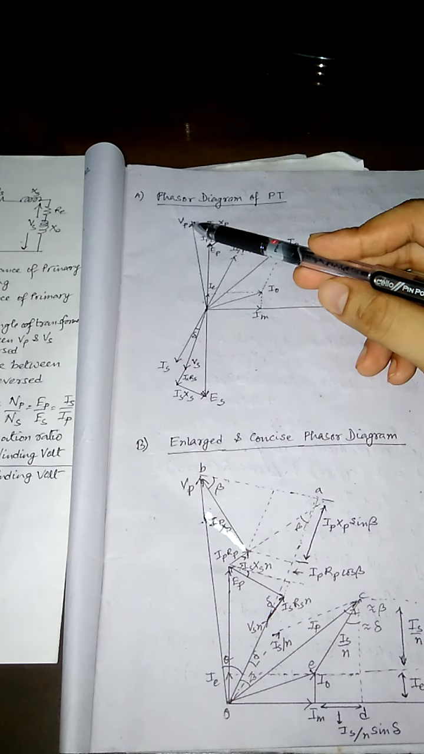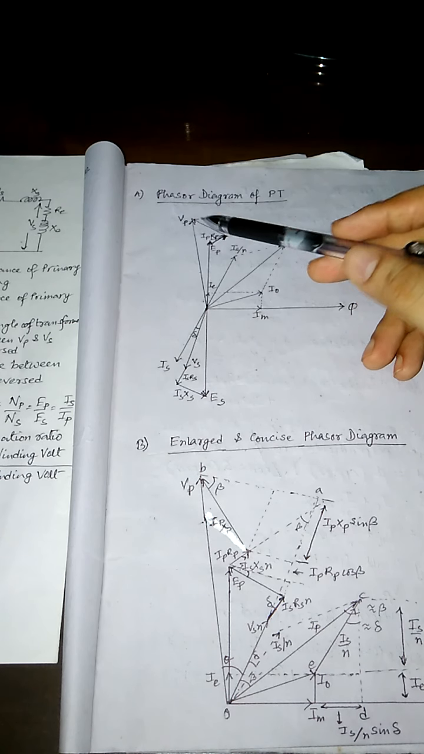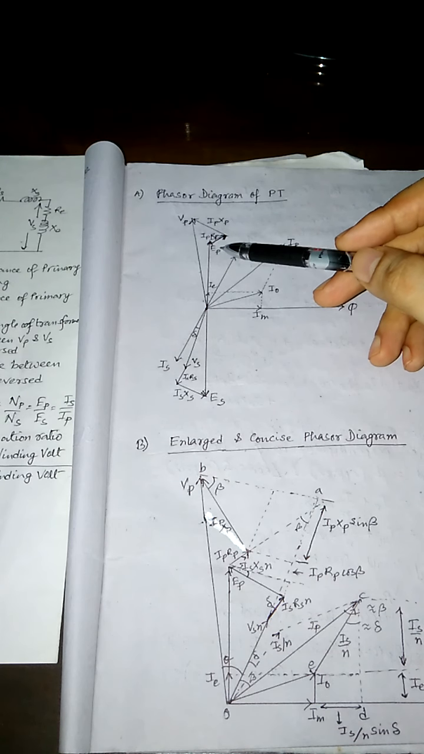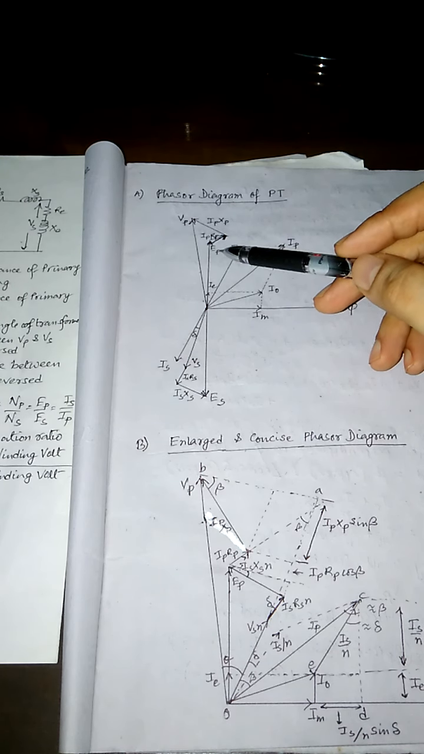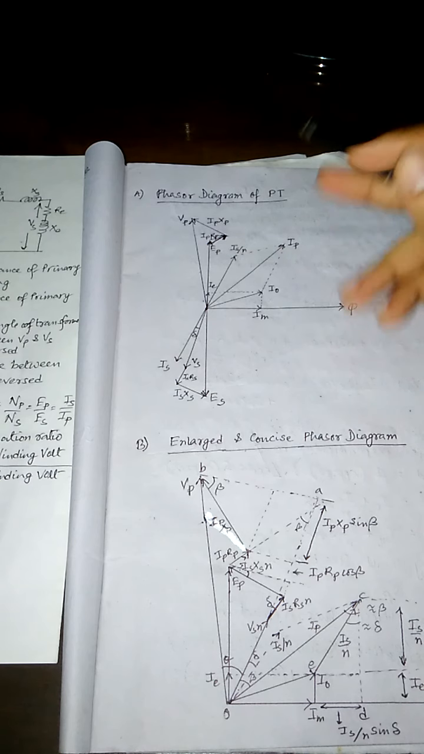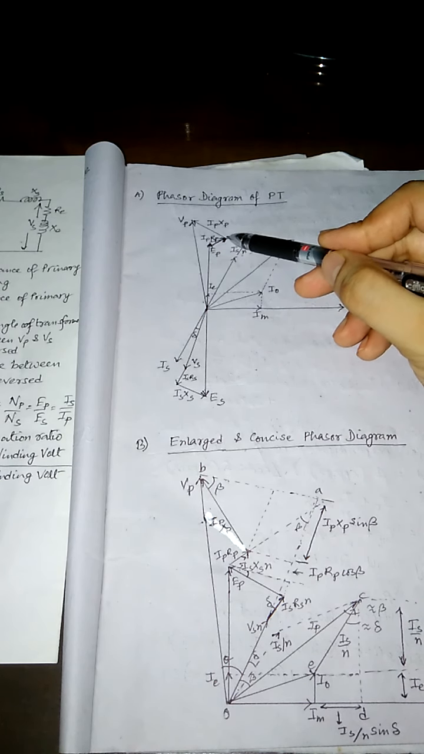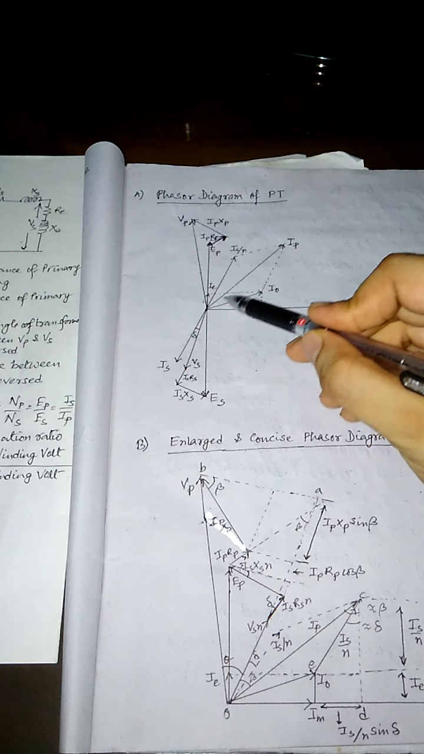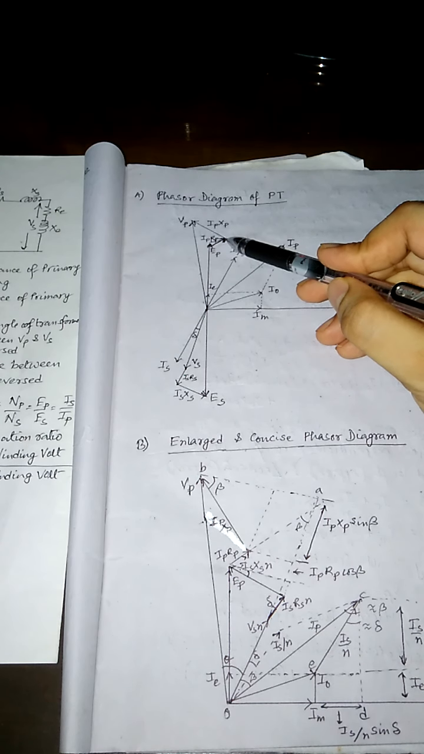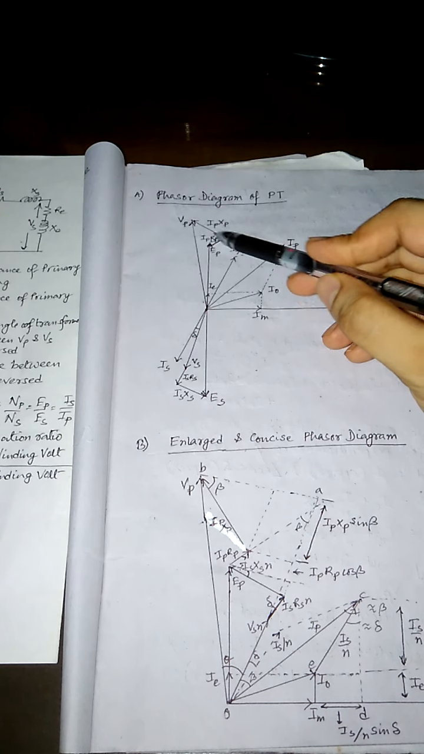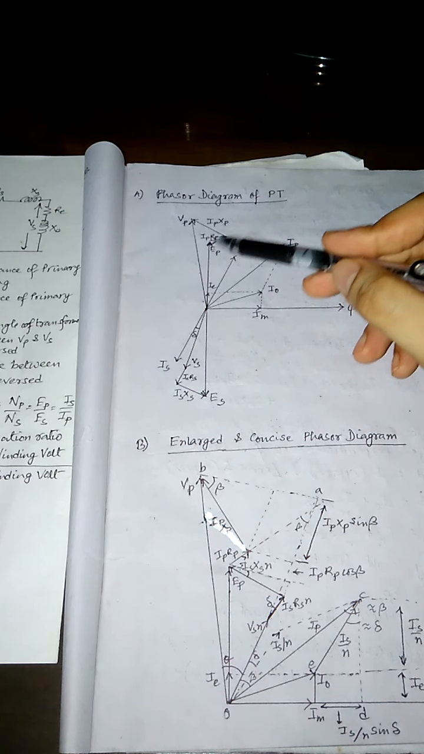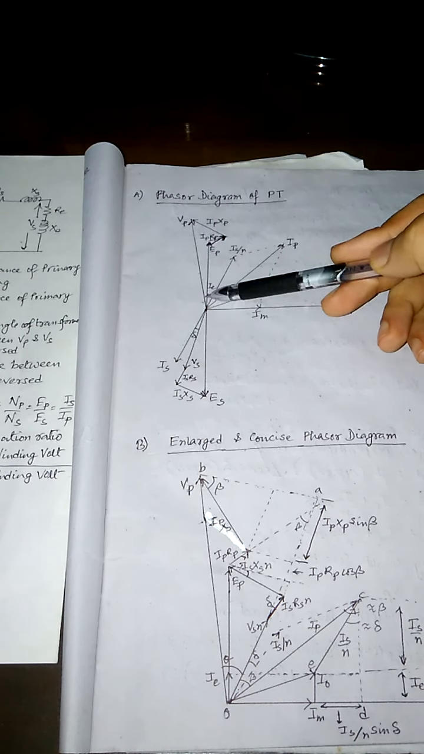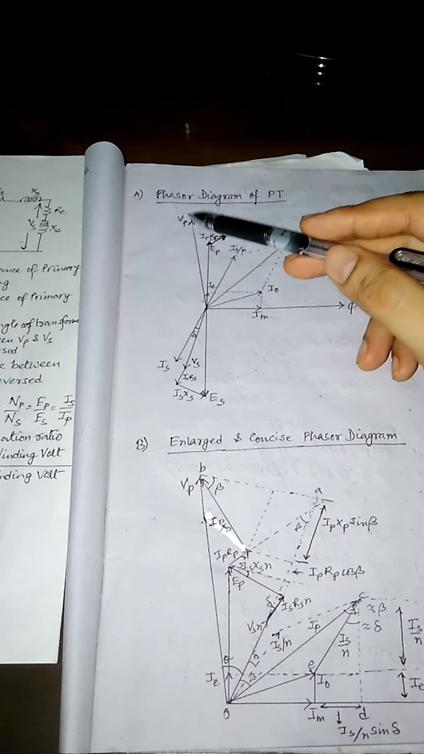This is Vp, the primary winding voltage, that means the voltage applied here, the terminal voltage of the primary winding. Now the primary winding induced voltage Ep plus IpRp, this is the IpRp component, because this is Ip, and this is IpXp. So if we consider Ep, IpRp and IpXp, we will get Vp, because this is the applied voltage.